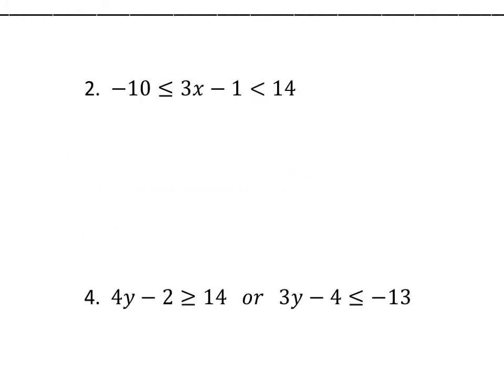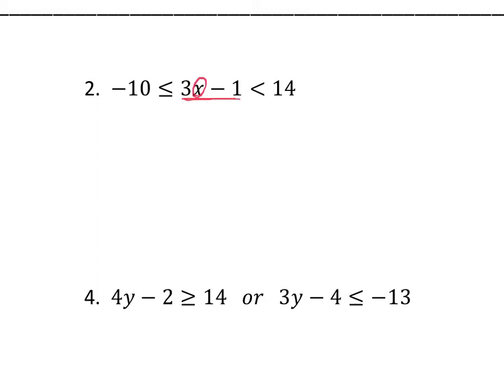Moving on to number 2. If you notice on number 2, it's already put together. So we need to get this x by itself. So we need to get rid of everything that is by that x. So we need to get rid of the -1, and we also need to get rid of the 3. You can go ahead and separate these out into 2 separate inequalities, but I'm going to go ahead and leave them together.